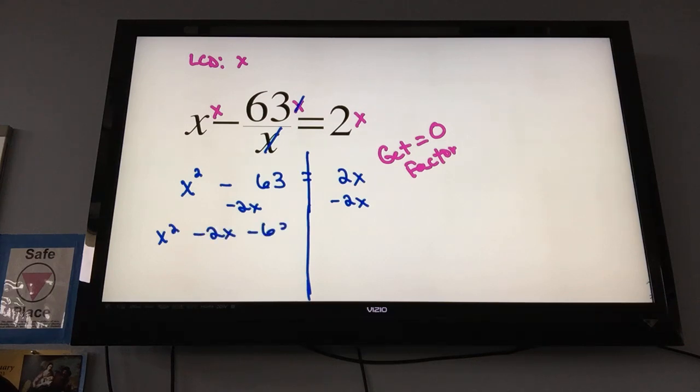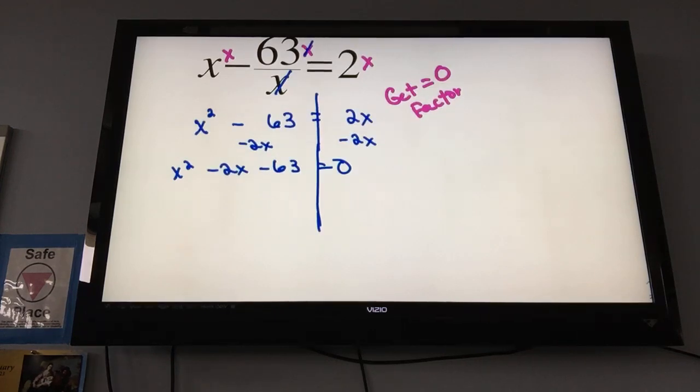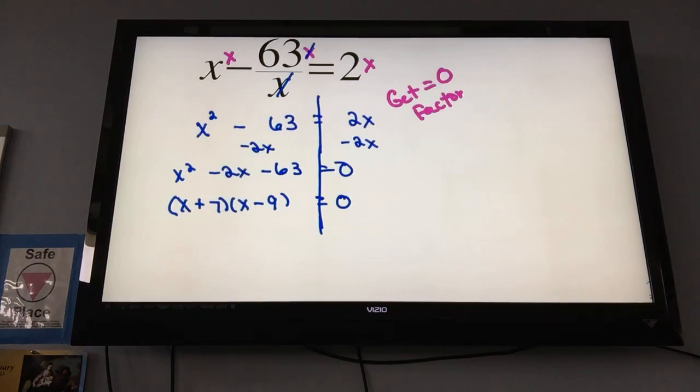And again, order is important. X squared, then the x, then the constant. And then I factor: x squared, x times x, minus at the end, 1 of each sign. And then again, my factors of 63 that will also give me negative 2. It's going to be negative 9, positive 7. And then I get my 2 solutions. Again, I'm going to change the sign. So negative 7 over understood 1, negative 7, positive 9 over understood 1, positive 9.